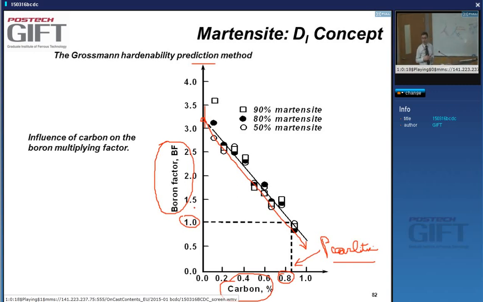So be very careful when you're adding elements. Some elements may neutralize the effect of the others. So never add a lot of boron in a steel that contains a lot of carbon, because you may as well not add it for reasons of hardenability.